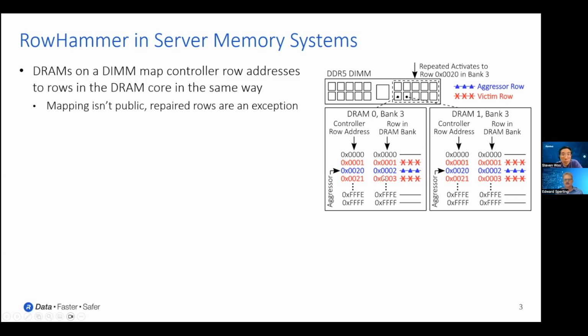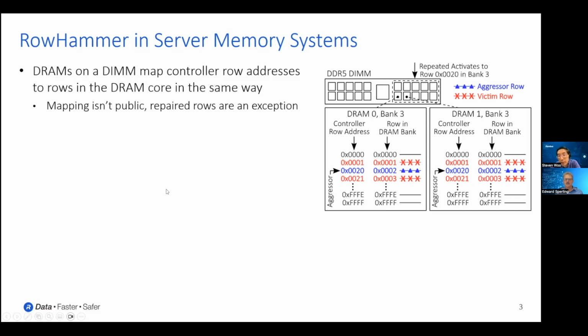And you can see if I'm just repeatedly activating row address 20, what'll happen is in both of these DRAMs, the second row will repeatedly be activated, and the first and third rows can potentially have their bits flipped. The problem here is that I can overwhelm the error correction capability because every DRAM in the system can potentially have bits flip. In fact, in the worst case, every bit can flip in row address 1 and row address 21, because those are the rows that happen to be neighbors of row address 20 in each of the DRAMs.